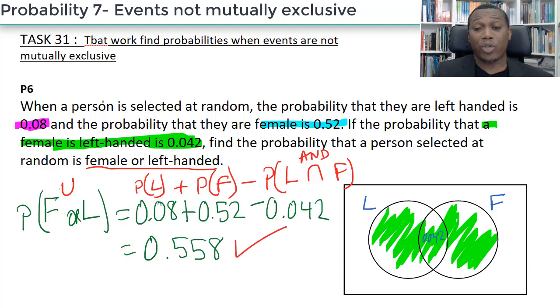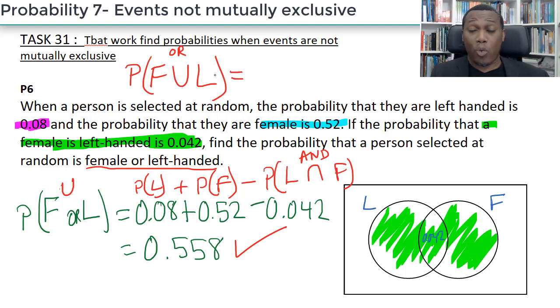The formal set notation and the general law of addition. We will explore set notation in a bit more detail in another task at some point. But the probability of A union B. Actually, I'll use the letters here, in this case F union L. That union symbol is what represents the word "or". We don't use the word "or" in set notation. So this is the mathematical way we'll represent it.